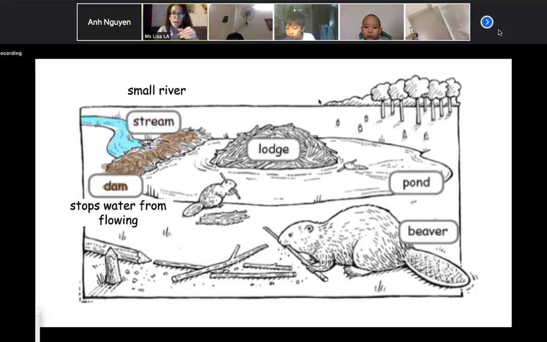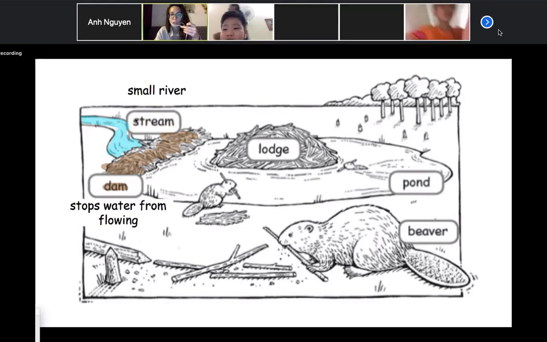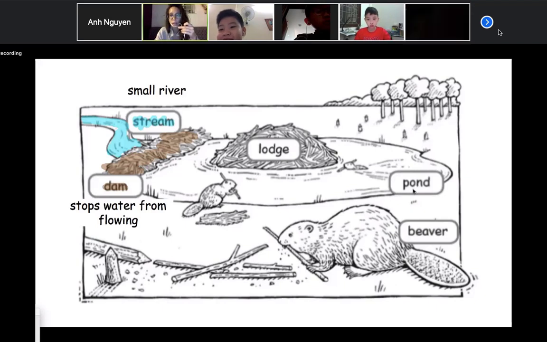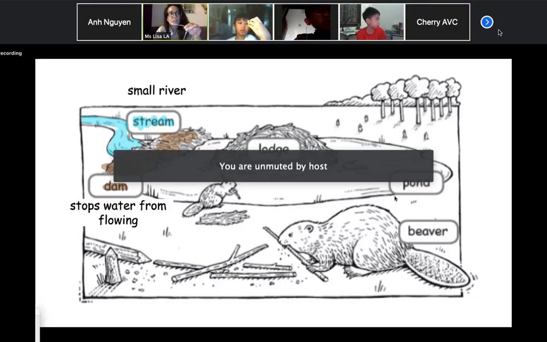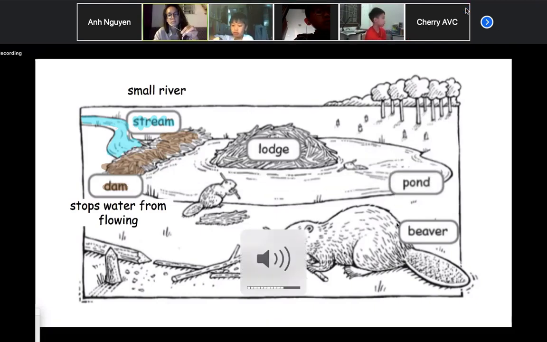Does anyone know about a dam in Vietnam? Do we have any dams that stop water in Vietnam? Anyone? What about the one in Hoa Binh? Who knows about a dam in Hoa Binh? A big one. Harry Kane, have you seen it? Yes. You know the name of it? In Vietnamese? You don't know the name? Cherry, do you know the name of it? Miss Phương Anh, do you know the name of the dam in Hoa Binh? The electric. Yeah, like the hydro plant?